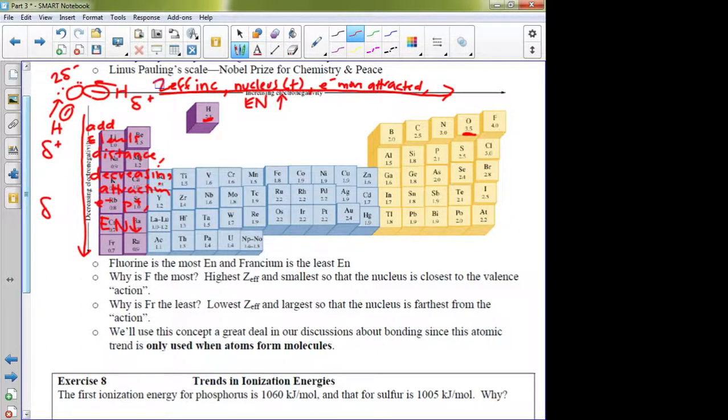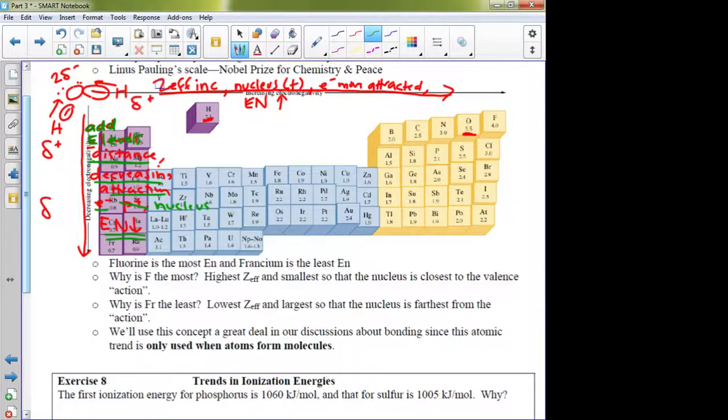So I'm adding energy levels. Let me see if I can write it in different colors. So we're adding energy levels. That didn't help. Not at all. All right. Which means that we're increasing distance. That's what I wrote there. Which means we're decreasing the attraction between electrons and the nucleus, which means my electronegativity is going to decrease. They're not going to have an ability to pull electrons towards themselves in a bond.